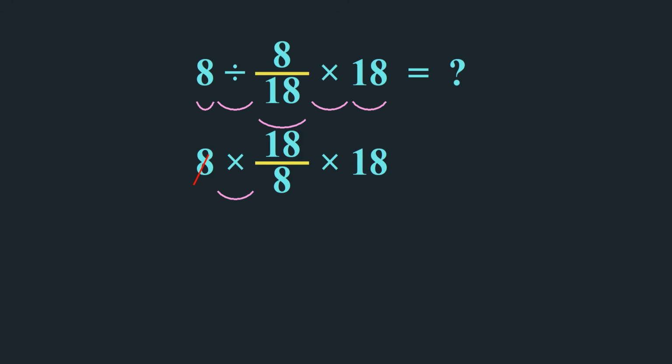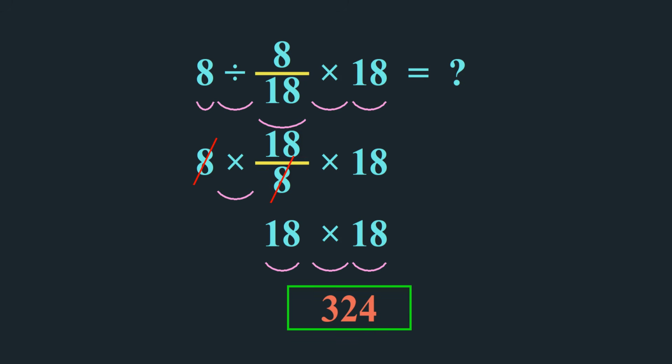We can easily cancel this 8 and this 8, which gives 18. And here again we have times 18. So here we have this 18 times 18, which equals 324. And this is our final answer to this problem.